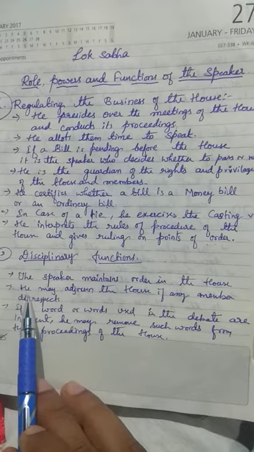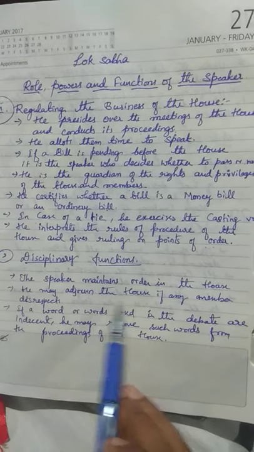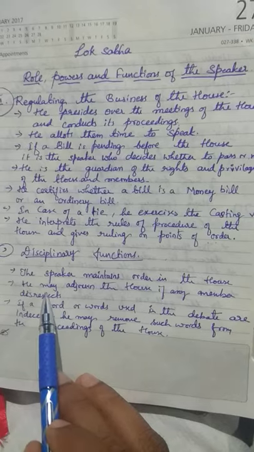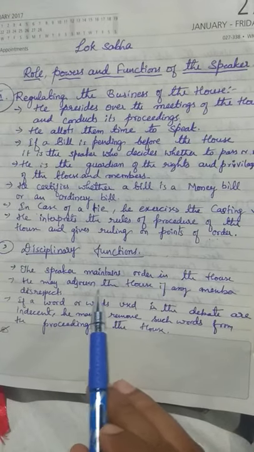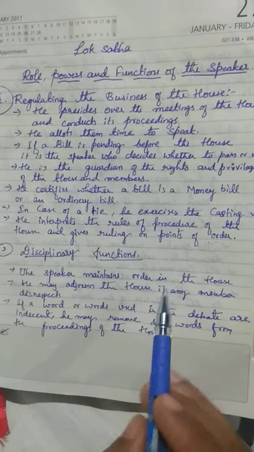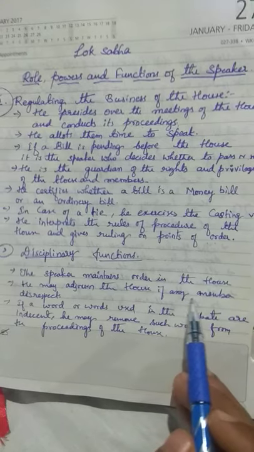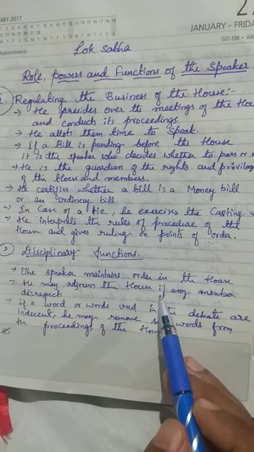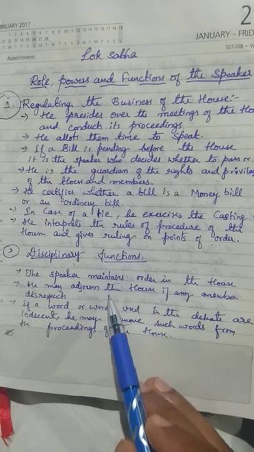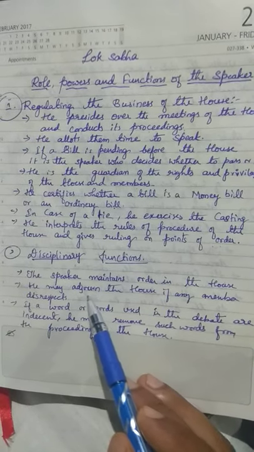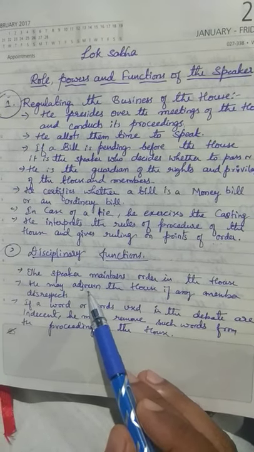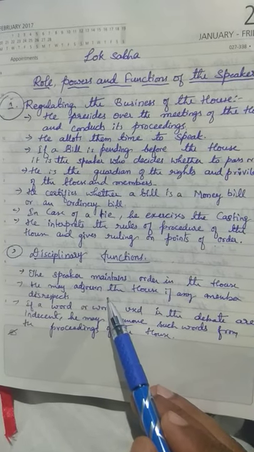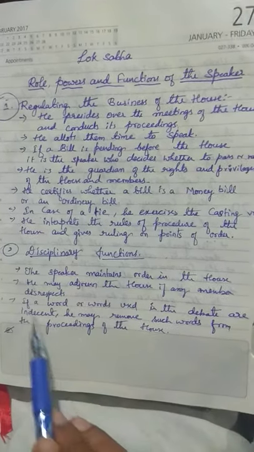Next one, he may adjourn the House if any member disrupts. Here, if the House doesn't listen to the speaker or there is any noise in the House, speaker may postpone, suspend the meeting, adjourn the meeting till the House gets calm.